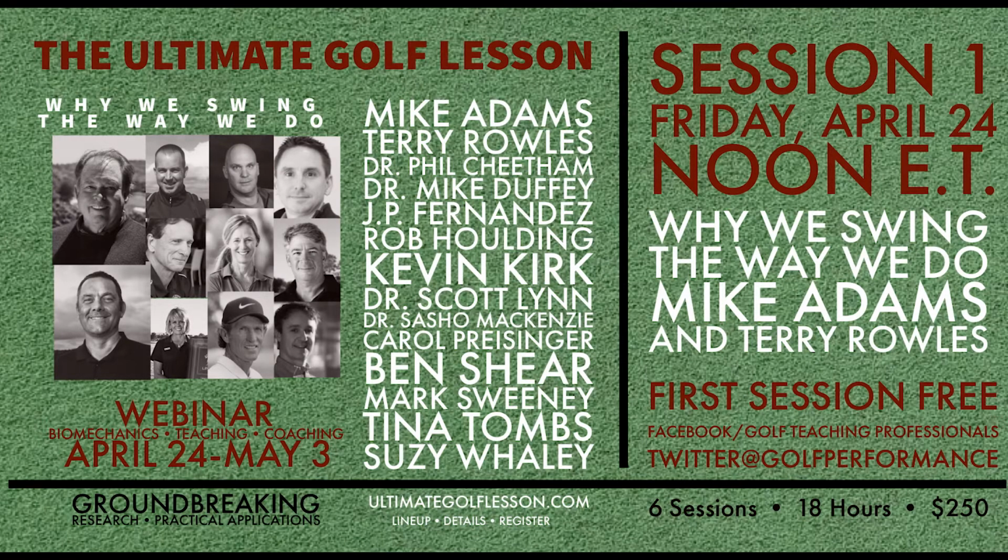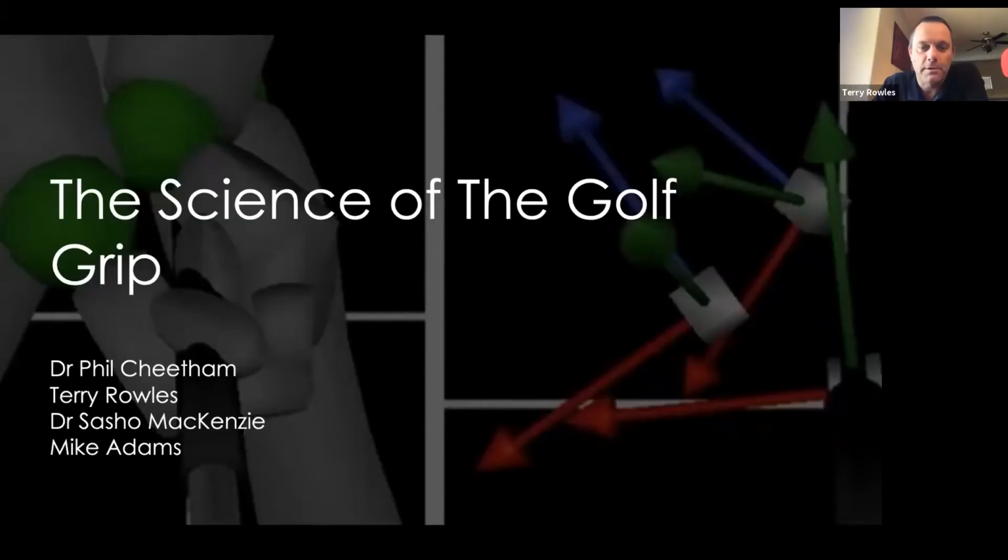The science of the golf grip. What we're going to talk about here is, if you look in the background, you can see the different vectors coming out of that thing. That's the grip that Phil Cheatham created. We're going to talk about the work that we've done together with Sasha and obviously with Mike's work.